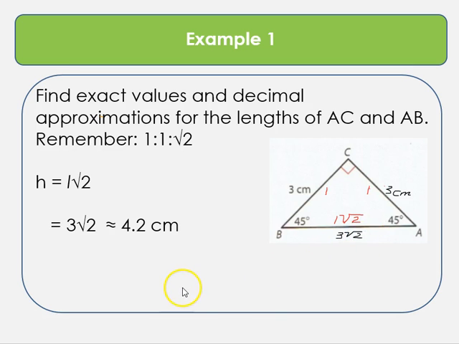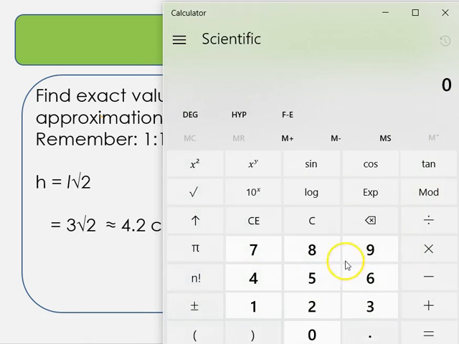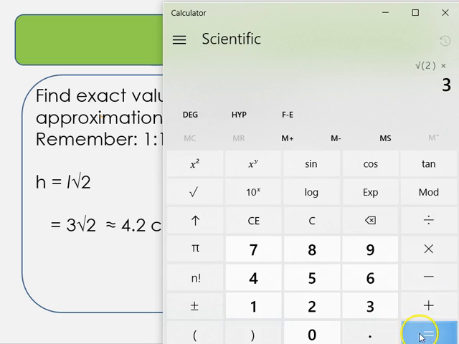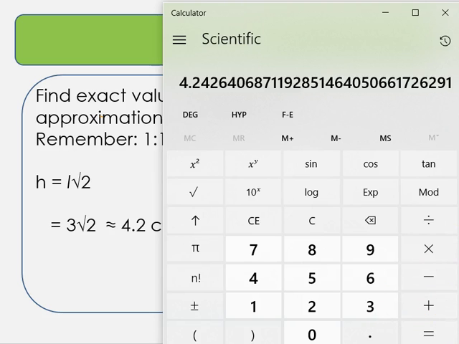And then we use a calculator to find the decimal approximation of square root of 2 times 3. Now, depending on what your calculator is, it will be how you work this. On my computer's calculator, I have to do 2 square root times 3, and that will give me my answer.